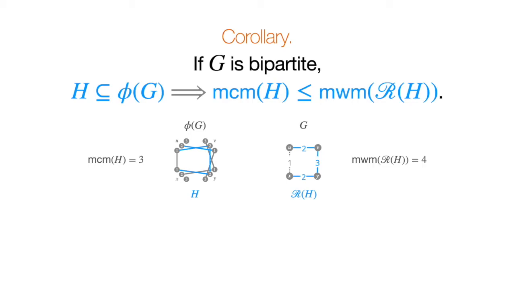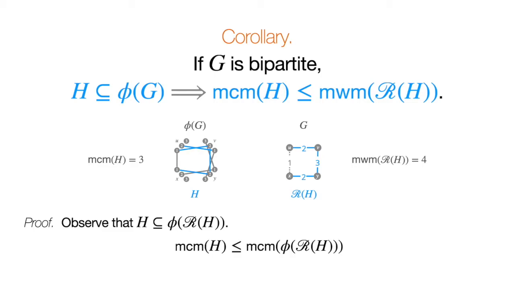The proof is a one-liner. First, observe that unfolding R of H gives a supergraph of H. Indeed, phi of R of H will just have every copy of every edge represented in H. Thus, the maximum cardinality matching only increases under this process of refolding and then unfolding. Okay, but then by the unfolding theorem, the maximum cardinality matching of phi of R of H is equal to the maximum weight matching of R of H.